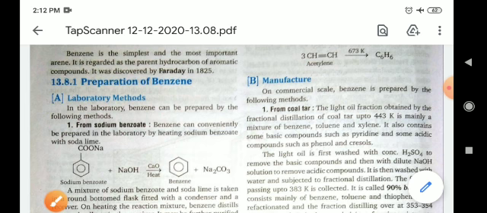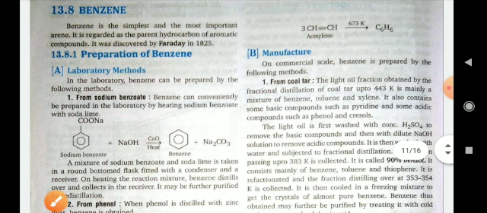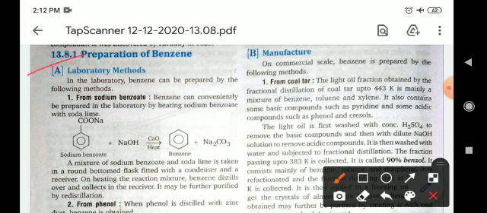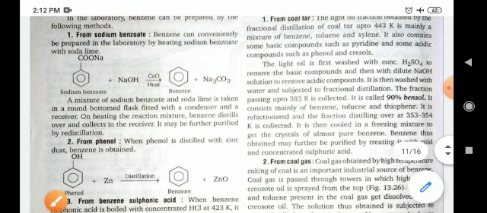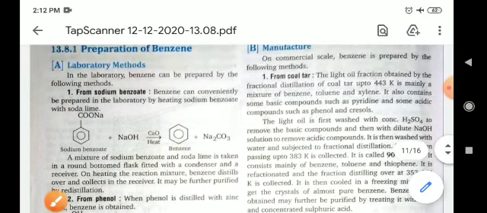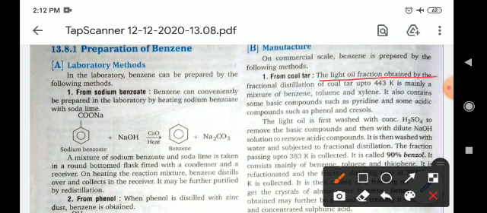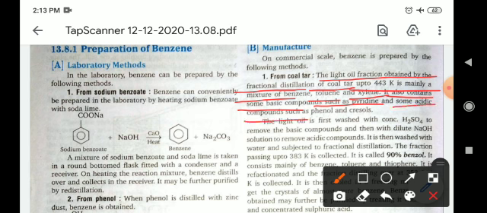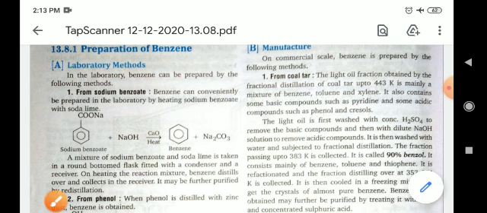Now comes manufacturing, means on a commercial scale. These were the laboratory methods, but these are commercial scale methods by which benzene can be prepared from coal tar. The light oil fractions obtained by the fractional distillation of coal tar up to 443 Kelvin are mainly a mixture of benzene, toluene and xylene, and also contain a basic compound such as pyridine and some acidic compounds such as phenol and cresol.